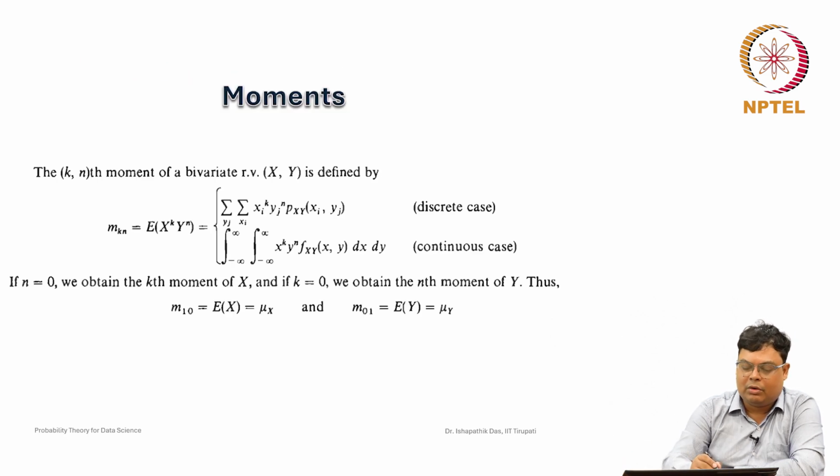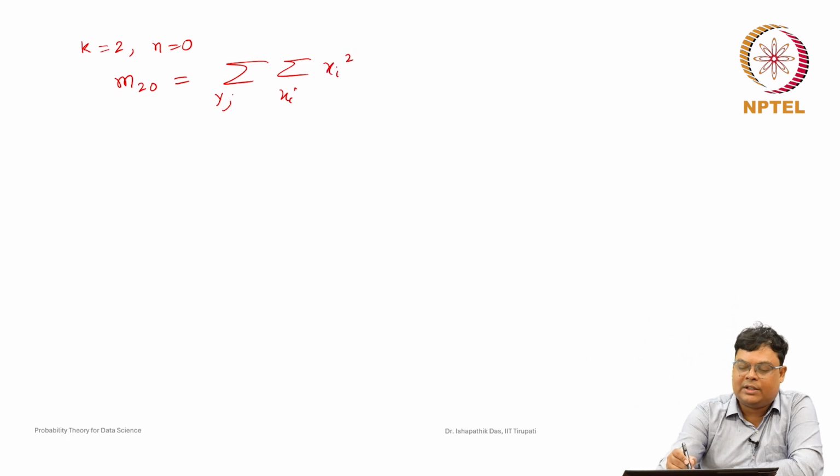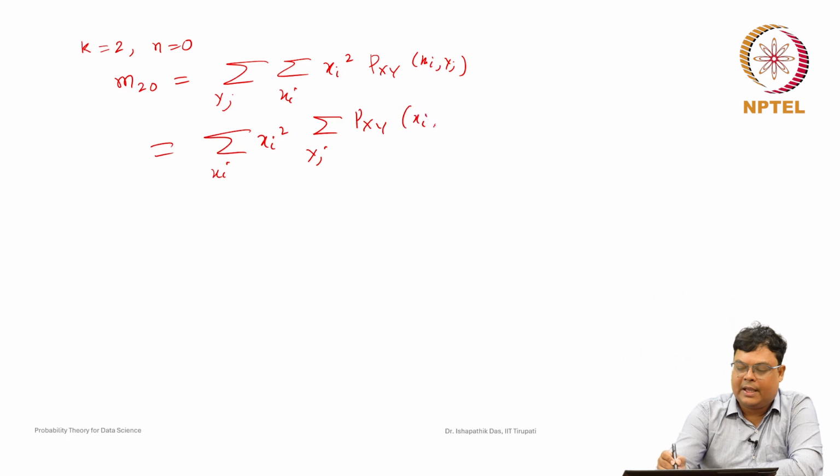Now, what will be the case when k is equal to 2, n is equal to 0? Then this is nothing but m 2 0. By definition, m k n is the summation of x i to the power k y j to the power n p x y. Now n equal to 0, k equal to 2, y j to the power 0 is 1. So, this is nothing but x i square p x y of x i y j. Here also we assume that this summation exists and we can interchange the summation. So, this is x i square times the summation over y j of p x y of x i y j.